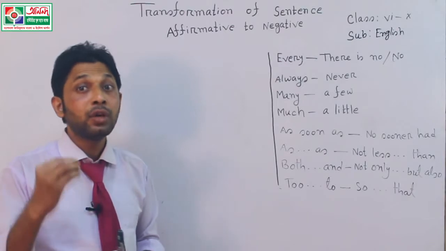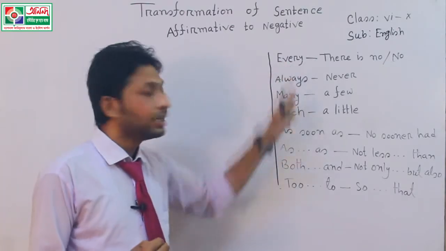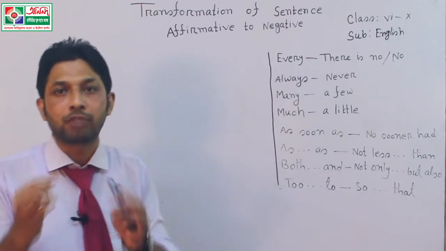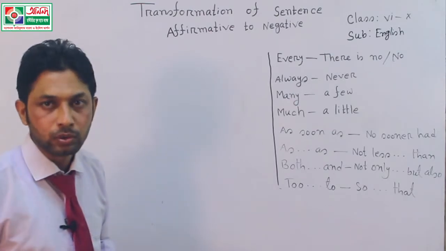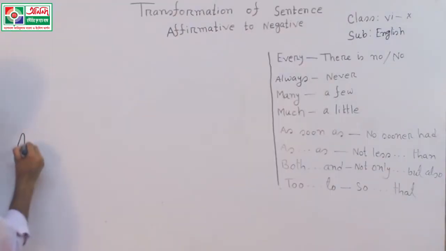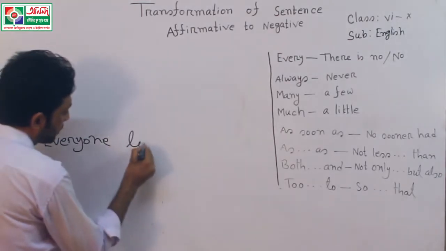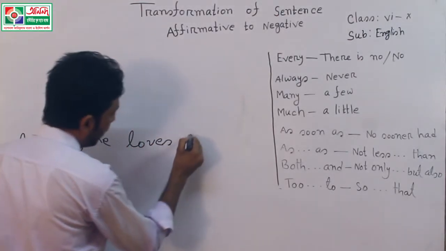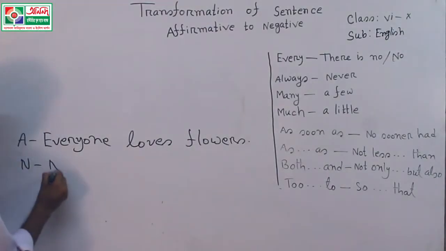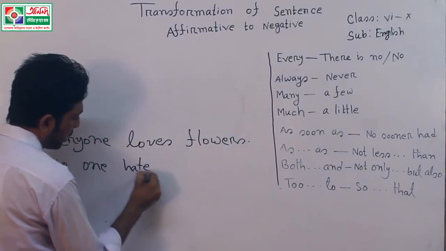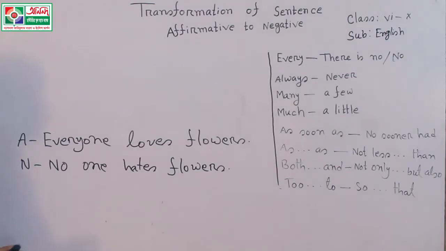That means if we use no instead of every, after that we have to write the opposite word of verb, adjective or noun. For example, affirmative sentence, everyone loves flowers. Negative sentence, no one hates flowers.